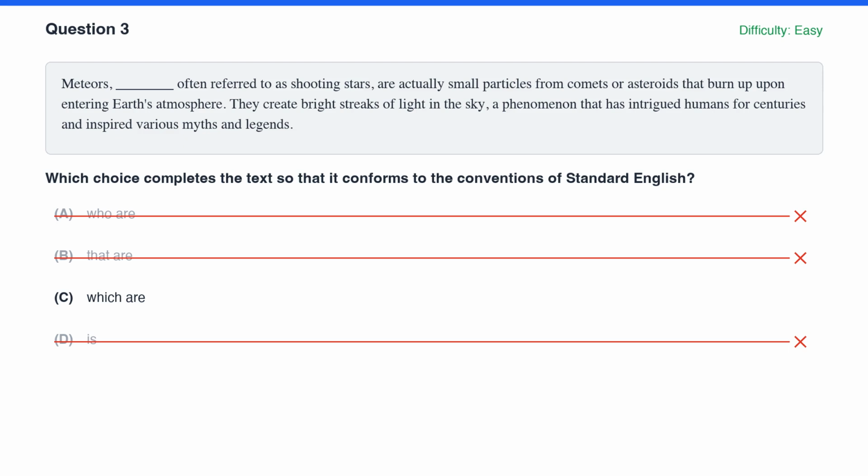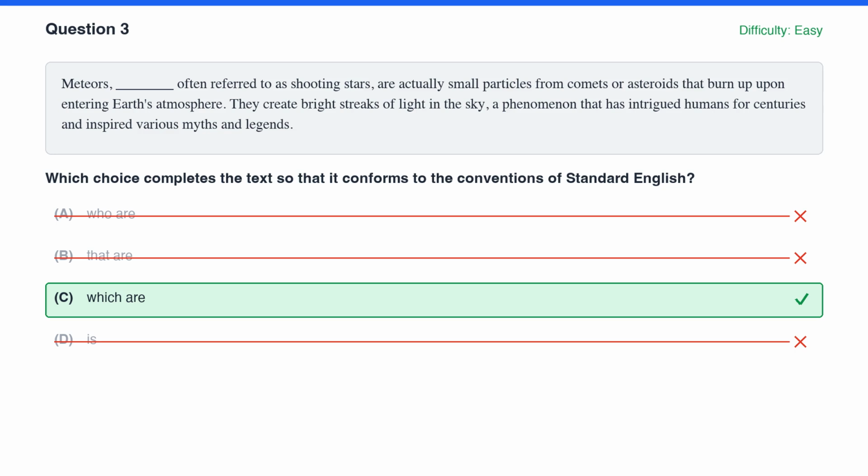D fails because the singular is does not agree with the plural subject meteors, and dropping the relative pronoun leaves the sentence structurally broken. Choice C, which are, is correct. Which properly introduces a non-restrictive clause supplying additional information about meteors that they are often referred to as shooting stars, and the plural verb are agrees with the plural subject meteors.